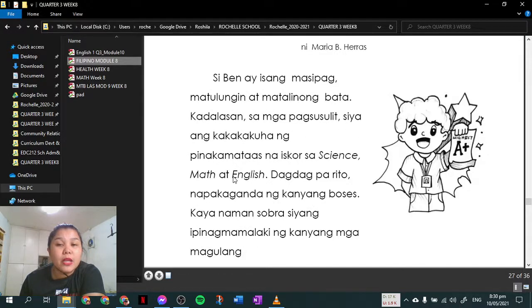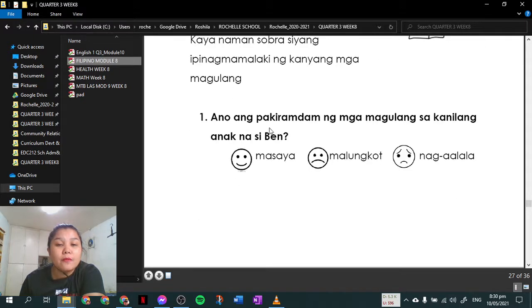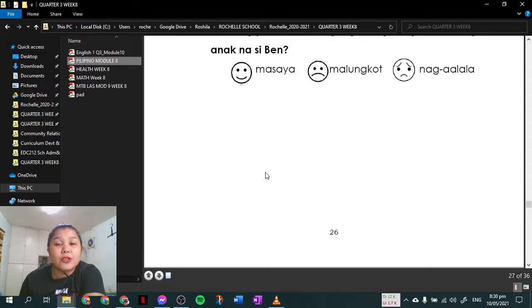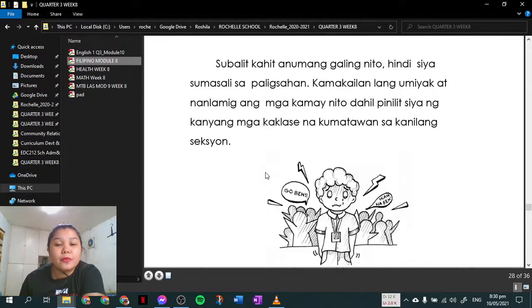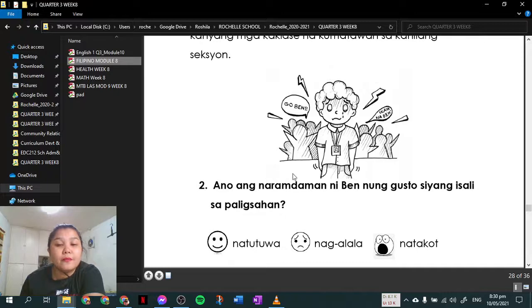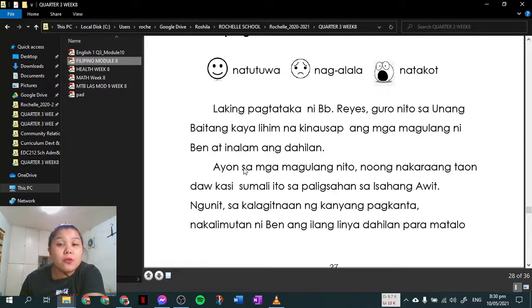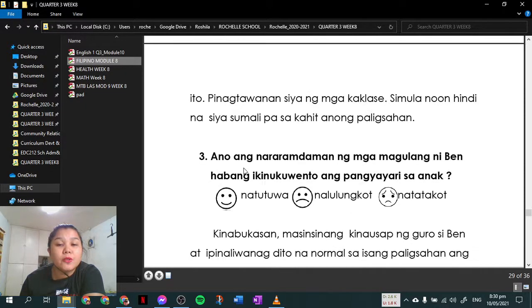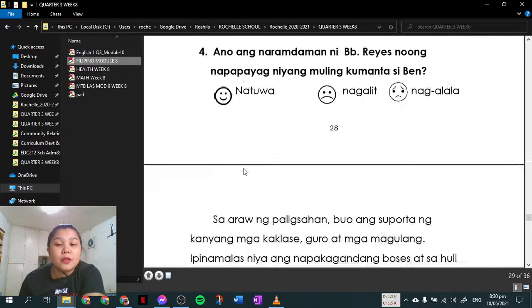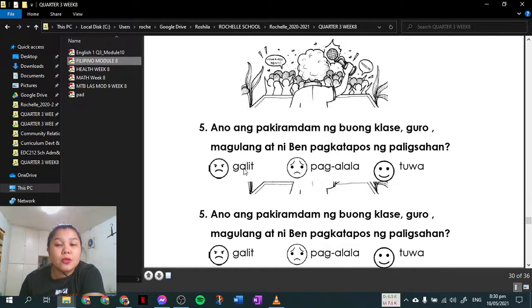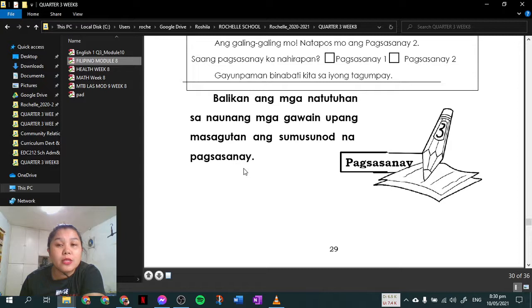And then, pagsasanay 2, basahin at pakinggan ang kwento at sagutan ang mga tanong, isulat dito sa module. So, ito naman, another story, ang batang si Ben. And then, anong pakiramdam? Either in circle or tama. Sige, encircle na lang. Kasi it doesn't have any letter choices. Another parang continuation of the story. So you just need to read or listen and understand.